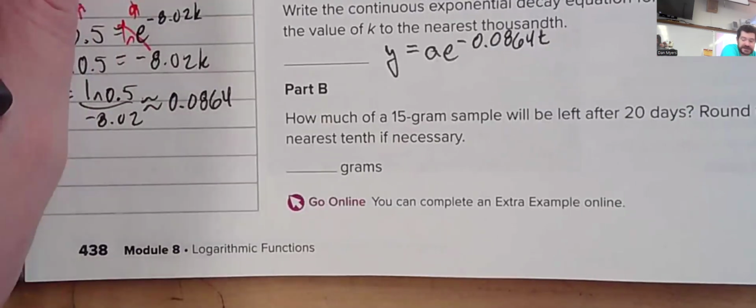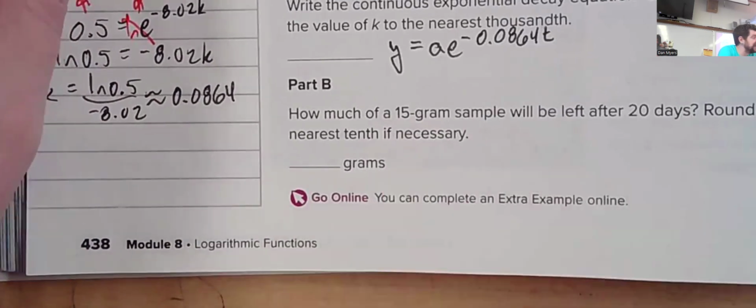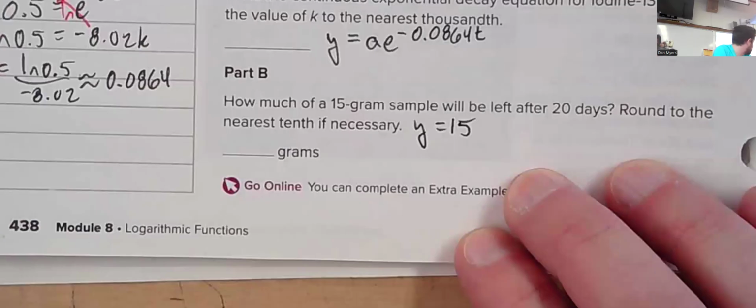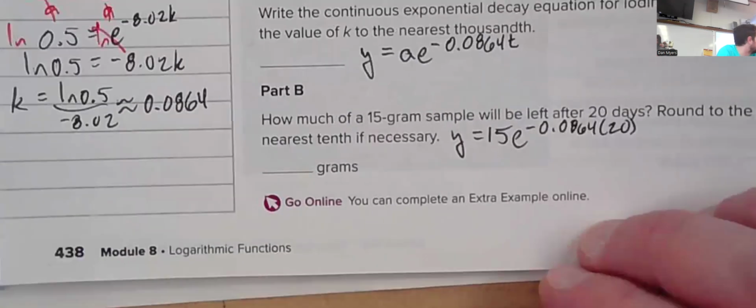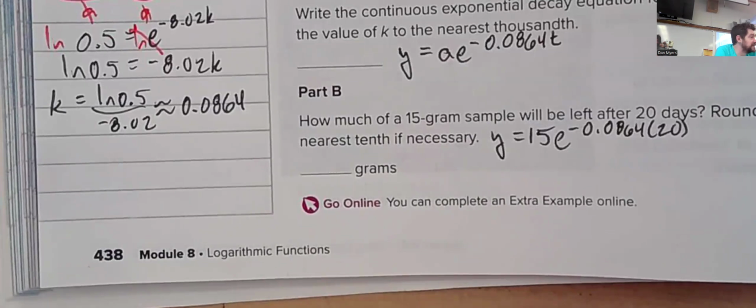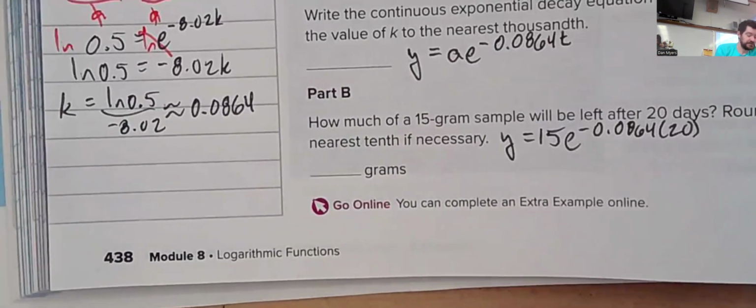Now we can go ahead and say how much is left after 20 days if we start with a 15-gram sample. So this is going to be y, because we don't know the end value, but we know the start value a is 15, times e to the negative 0.0864 times our t value, which is 20 for 20 days. Now I would imagine there's not going to be a whole lot left because the decay rate is pretty darn quick. But let's figure it out.